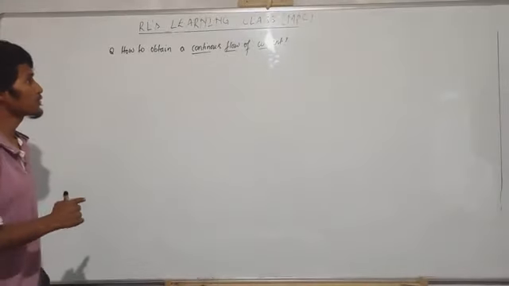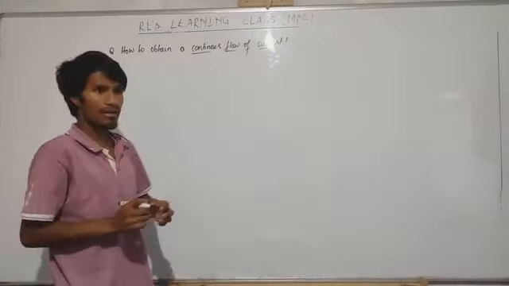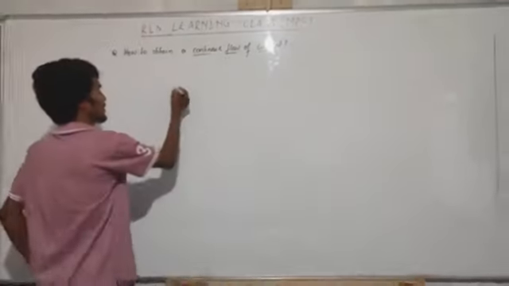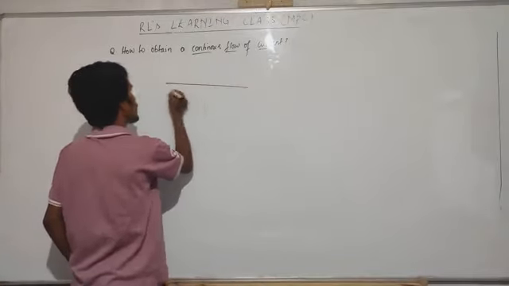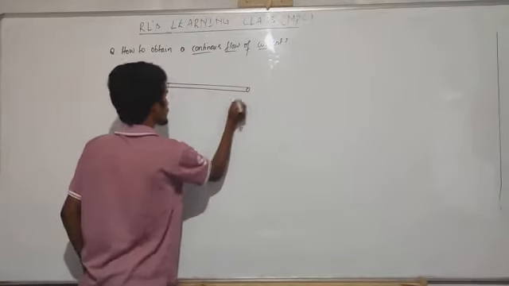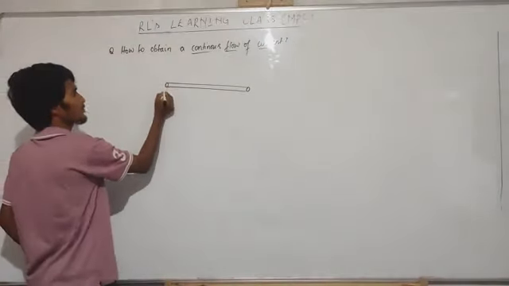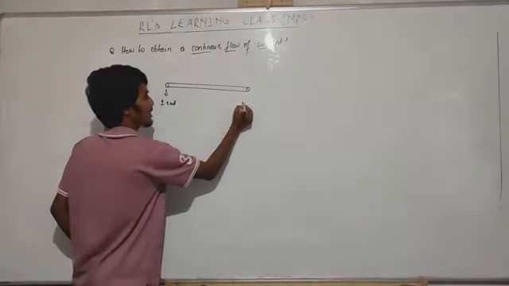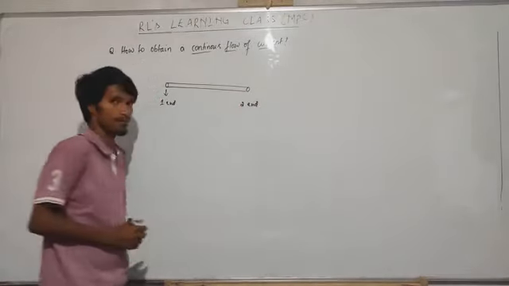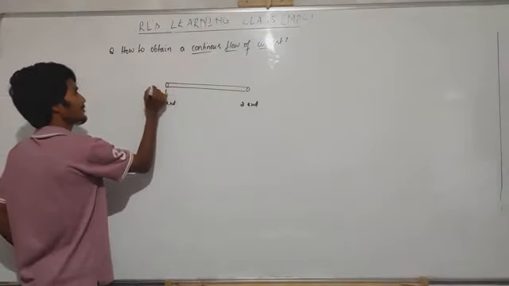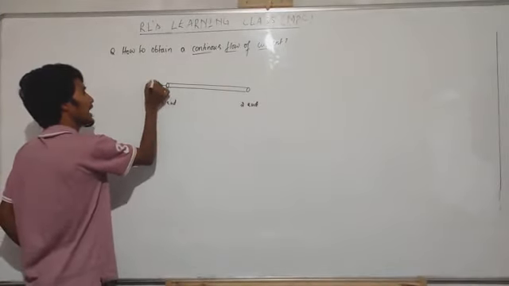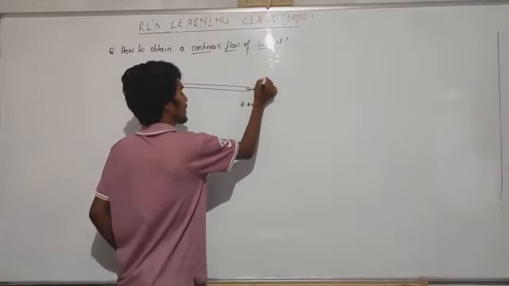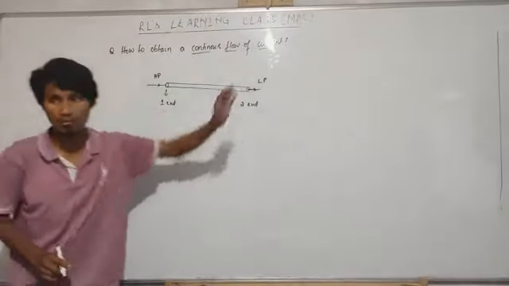To maintain the continuous flow of current, remember, you already know that the current always flows from higher to lower potential. Consider this is a conductor. This is one end of the conductor, and this is the other end, the second end. Let's say this first end is at higher potential and this one is at lower potential, and the current always flows from higher to lower.